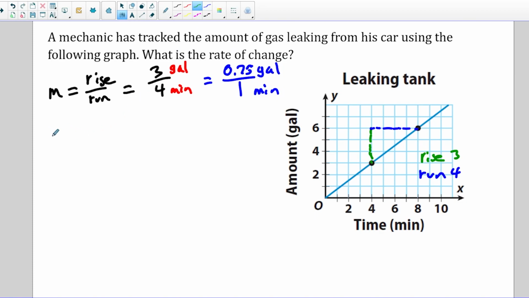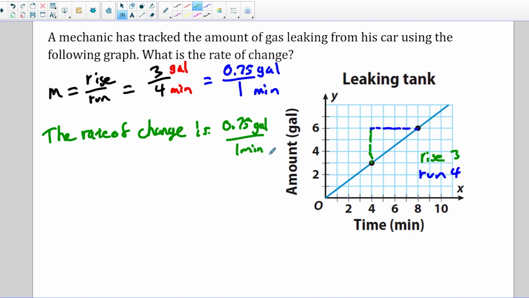So we can state that the rate of change is 0.75 gallons per 1 minute, which is how much the tank is leaking every 1 minute, 0.75 gallons per 1 minute.